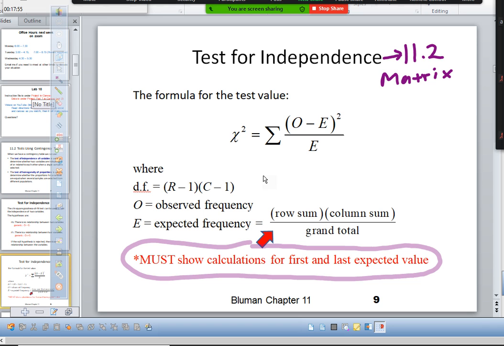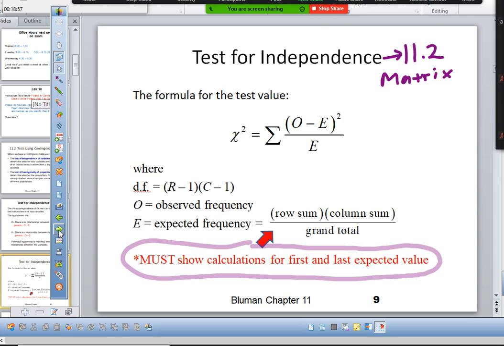So for the chi-squared list, you have to compute all of your expected values. But again, there's only going to be like 4 or 5. It's not that big a deal. The chi-squared matrix, there's going to be more of them, like 6 to 10, 12 of them maybe. So you just have to find the first one and the last one. How do you find the expected values? You take the row sum times the column sum, divided by the grand total. And you do have to show those calculations for the first and last only, not all 12 of them or all 9 of them, just the first one and the last one in the matrix.